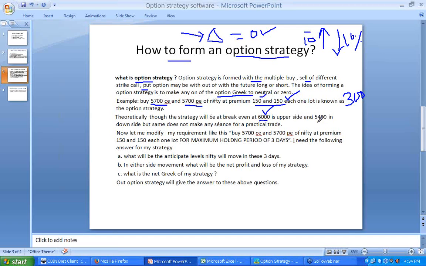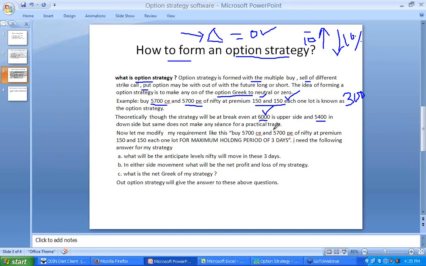This 300 points, if I subtract from 5,700, I come to 5,400. So till 5,400 on the downside, I'll be at break-even, neither profit nor loss. But this is not a best case scenario for a trader. It doesn't make any sense for a trader. Traders' requirement is different. As a trader, my requirement is different. I do not rely on these theoretical aspects.